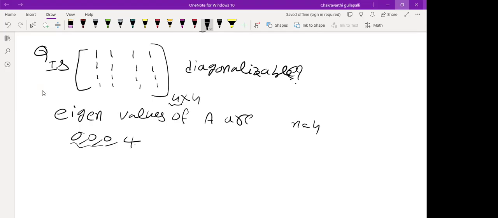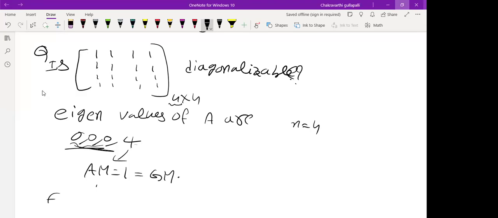If an eigenvalue is not repeating, you need not check. Whenever it occurs only once, the algebraic multiplicity will be 1 for 4 and it will be equal to the geometric multiplicity. Geometric multiplicity is also called the number of independent eigenvectors, the number of linearly independent eigenvectors corresponding to the eigenvalue. I'll come to that later. At present, whenever it is not repeating, AM equals GM equals 1. You need not check. For the repeated one, we have to check.